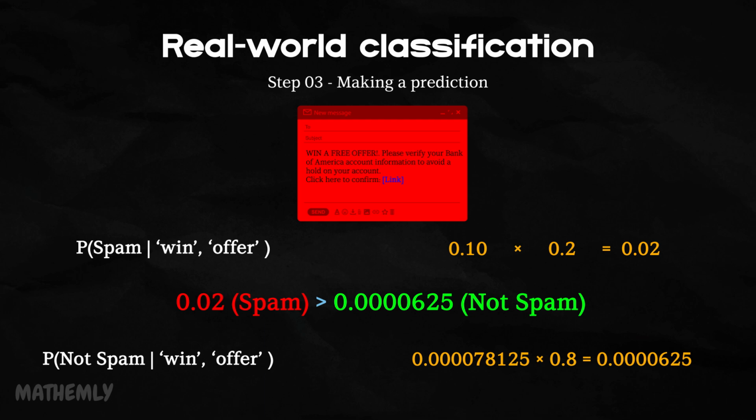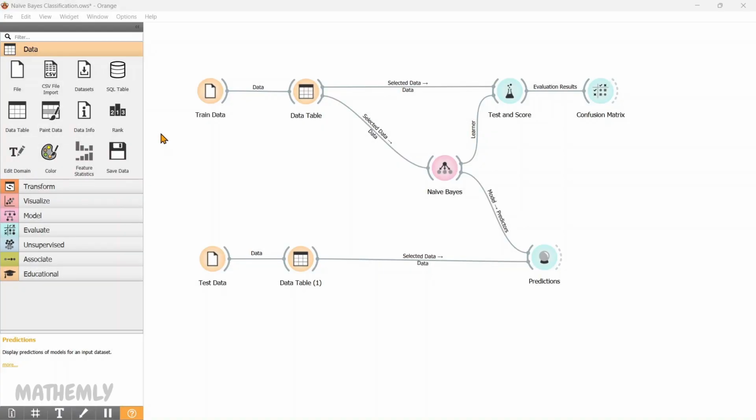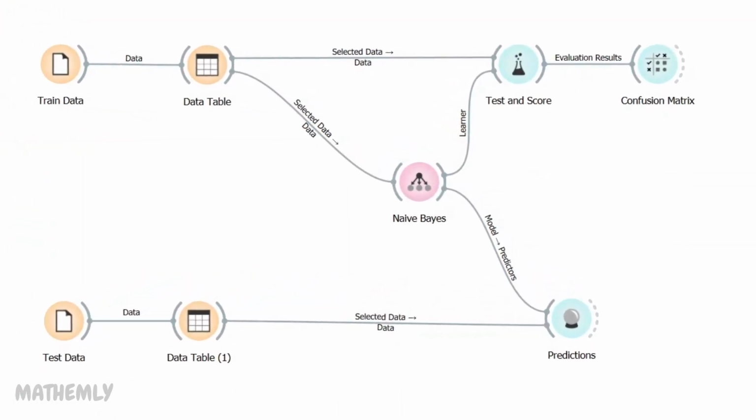To put it simply, Naïve Bayes calculates the probabilities for each possible category and picks the most likely one. It's fast, efficient, and great for working with large datasets. Let's take a look at how we have set up our workflow in Orange Data Mining to perform Naïve Bayes classification on the diabetic patients dataset from Kaggle.